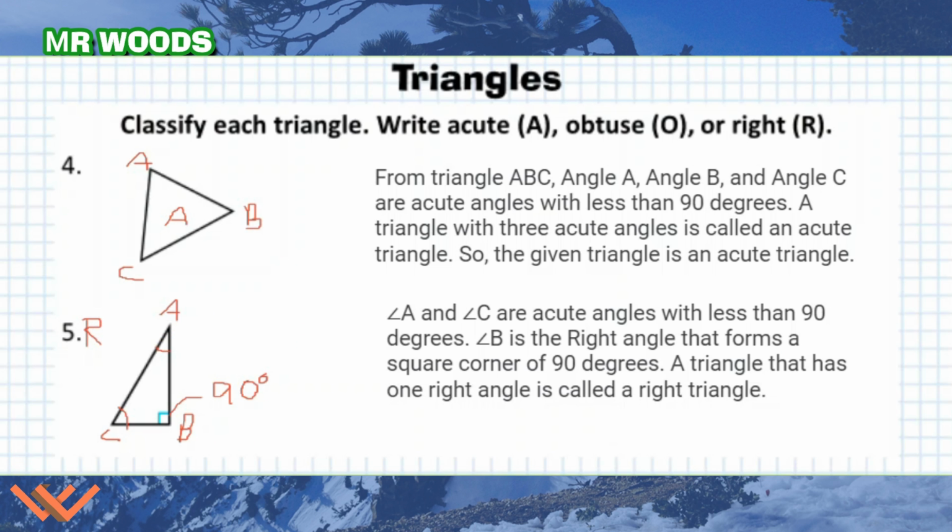All right, welcome back. Again, we have this notation. Angle A and angle C are acute angles with less than 90 degrees. And we can definitely see that. And by definition, because we said this is a right triangle here, they have to be acute. Angle B is a right angle that forms a square corner of 90 degrees, thus the notation there, that symbol. A triangle that has one right angle is called a right triangle. So hopefully you have a better understanding of obtuse triangles, an acute triangle, and a right triangle.